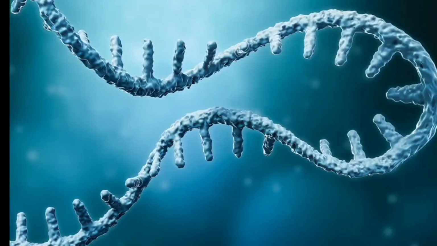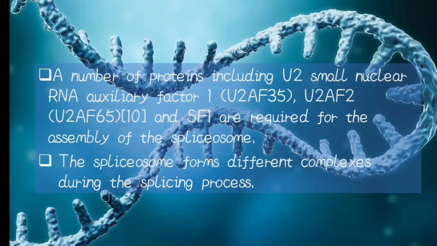A number of proteins including U2 small nuclear RNA auxiliary factor 1, U2AF2 and SF1 are required for the assembly of the spliceosome. The spliceosome forms different complexes during the splicing process.